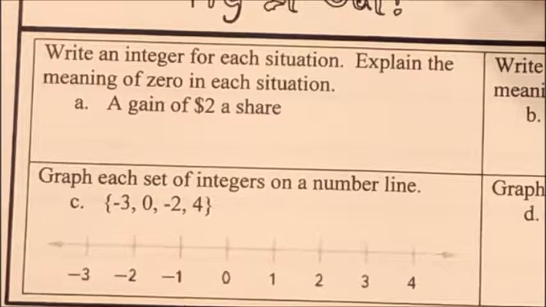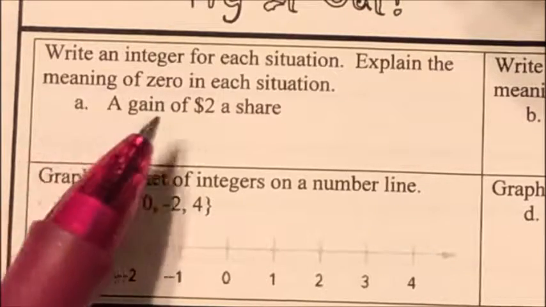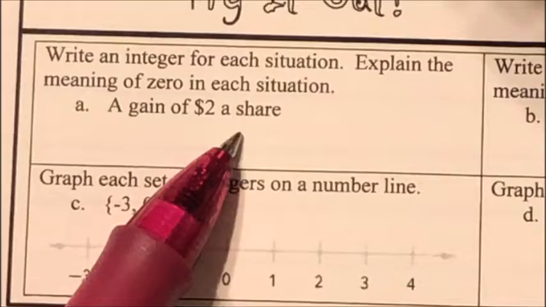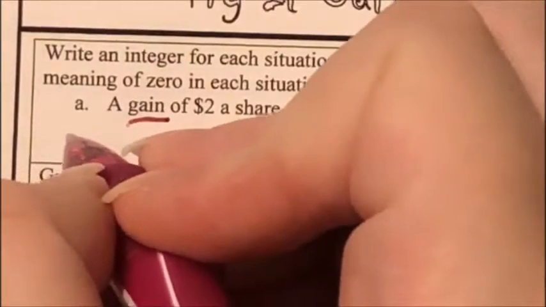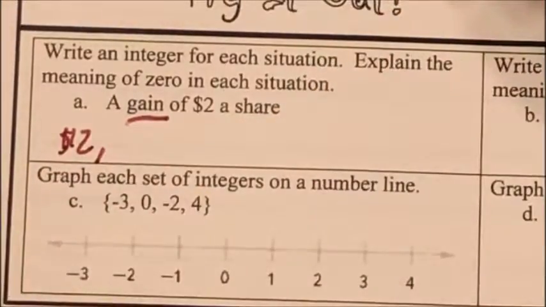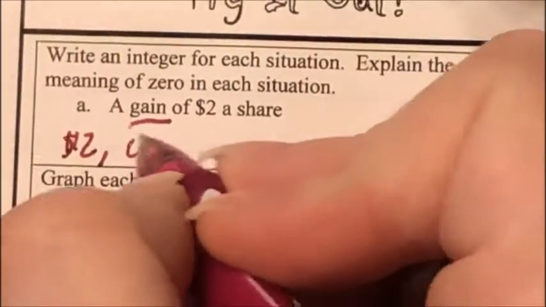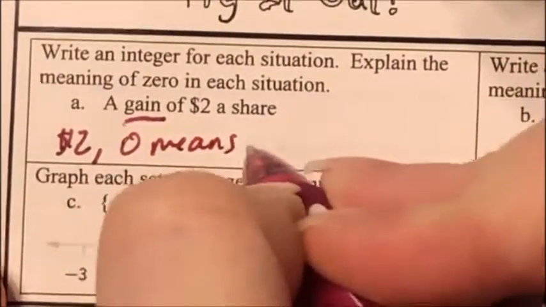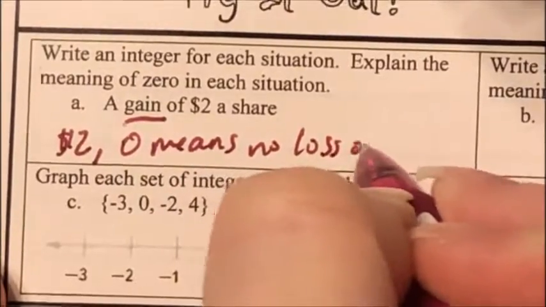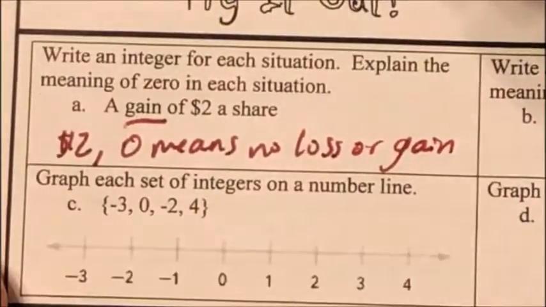Now that you've done the try it problems on your own, let's go over the answers together. So it says write an integer for each situation. Explain the meaning of 0 in each situation. So letter A says a gain of $2 a share. So gain means I added. So my integer is 2. And in this situation, 0 means no loss or gain. So I didn't lose anything, I didn't gain anything.